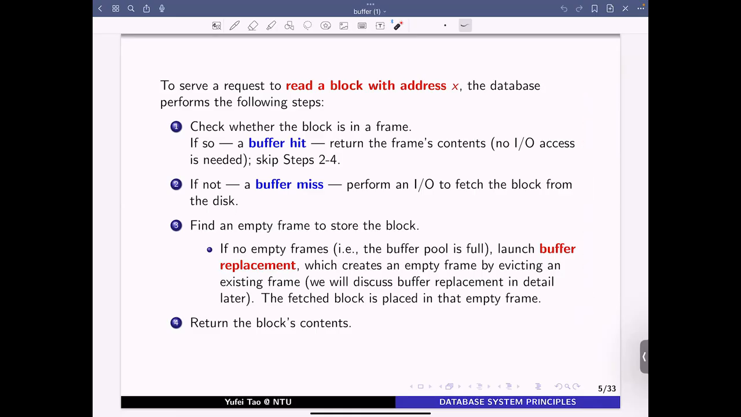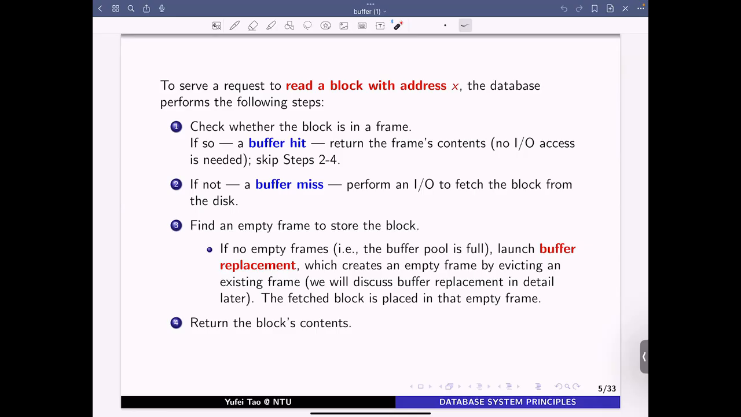Okay, so let's look at these 4 steps together. The first step is to check whether the block is currently in the buffer pool. If it is, it will have to be in some frame, right? So the database keeps track of the addresses of the blocks that are currently in the frames. You don't have to worry about how. There are different ways to implement this. It's not really the point here.